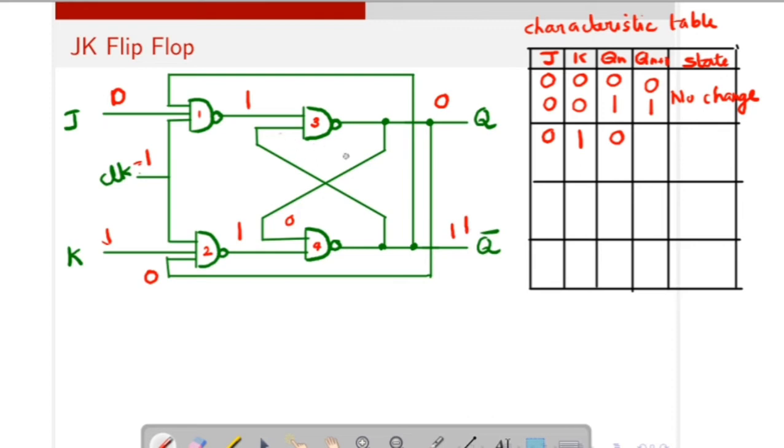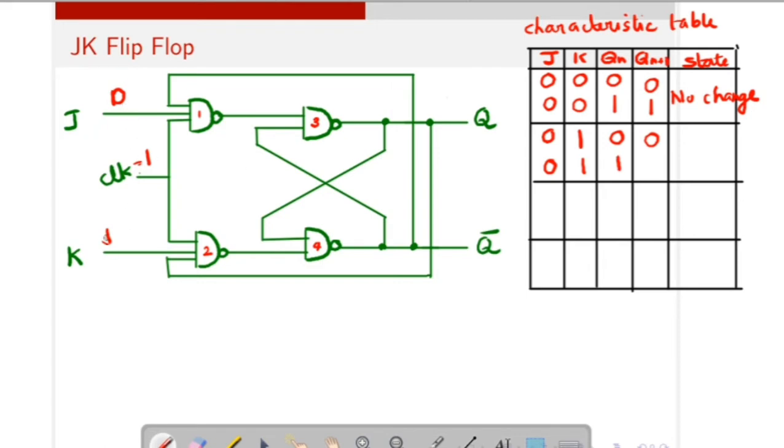Then for the third NAND gate, both inputs are 1. Then output is equal to 0. That means J is equal to 0, K is equal to 1. Then Qn is equal to 0. Then Qn plus 1 is 0. Next case is J is equal to 0, K is equal to 1 and Qn is equal to 1.